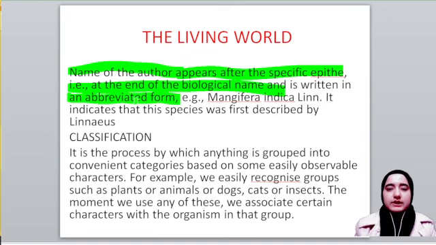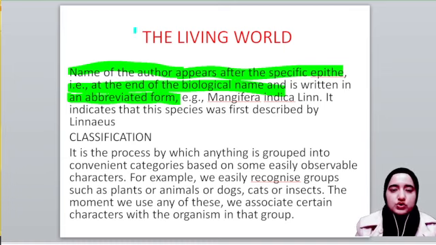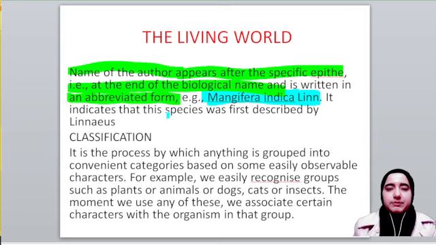We don't have to write the whole Mangifera indica Carolus Linnaeus. No, we will write Mangifera indica Lin. I already showed you how we will write that, like this: Mangifera indica Lin. Lin simply indicates that the species was first described by Carolus Linnaeus.